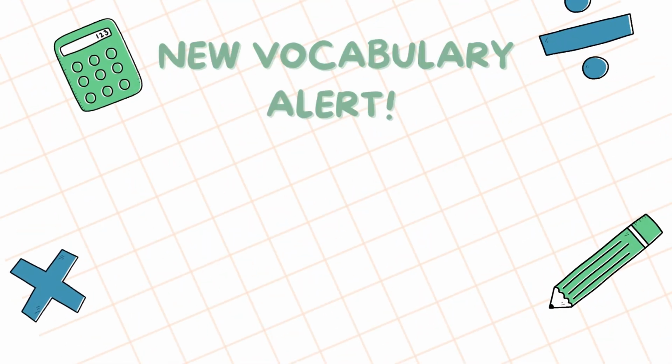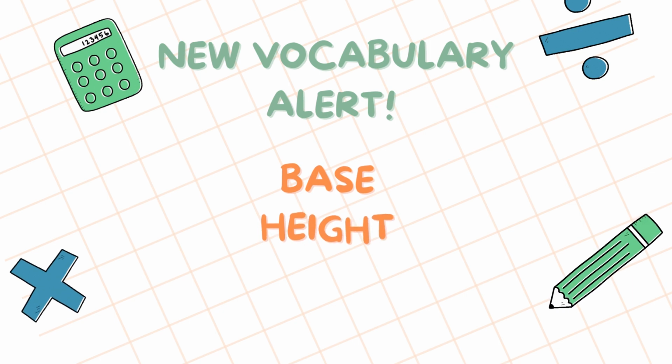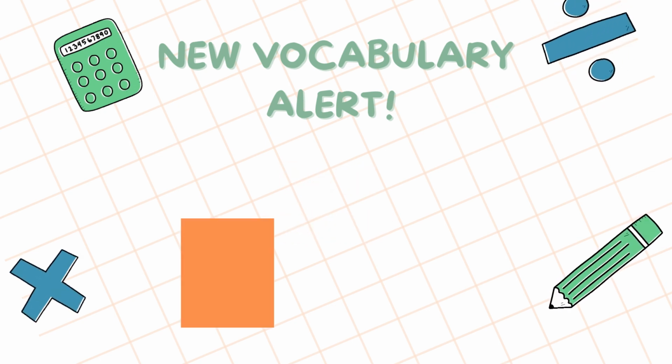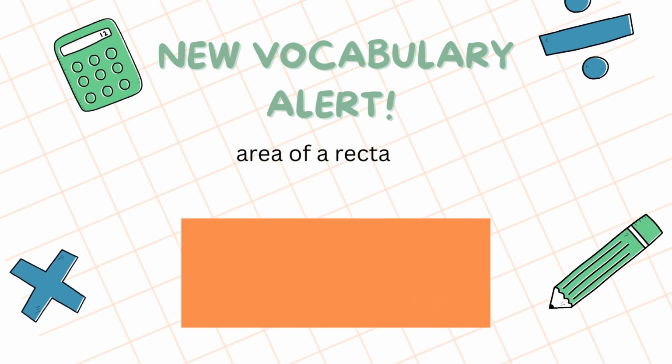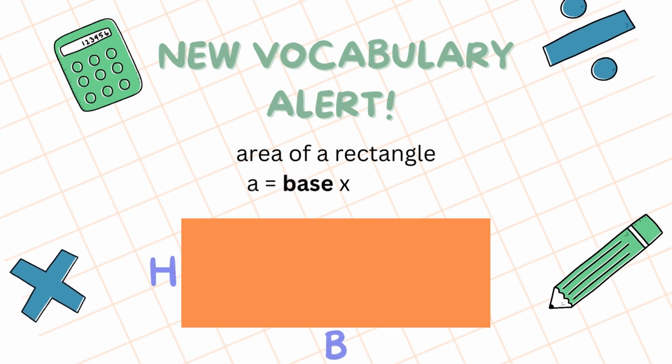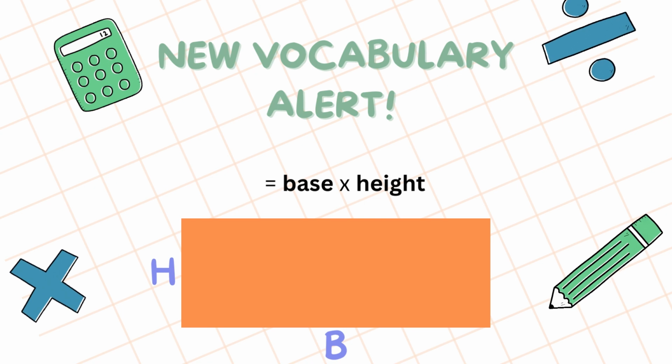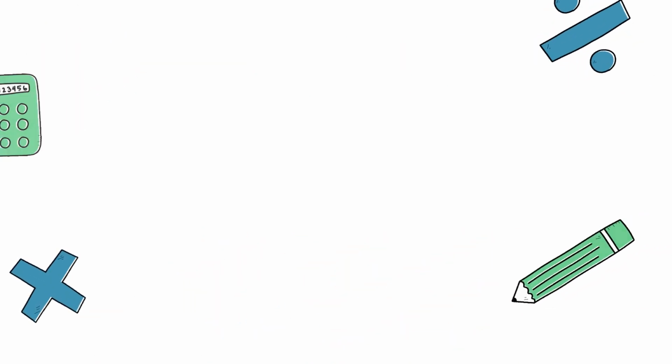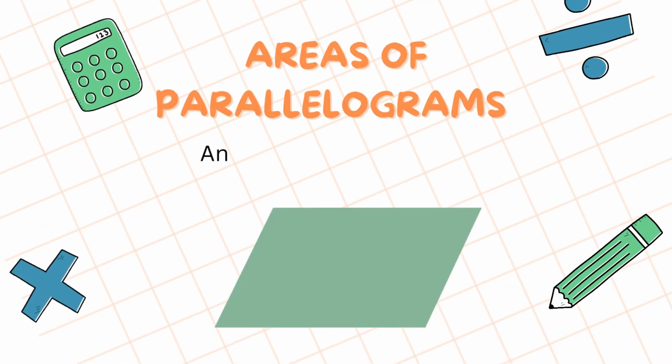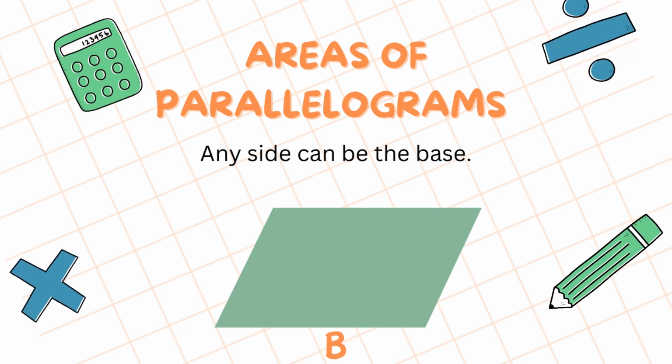Now let's learn a bit of new vocabulary. Instead of saying area equals length times width, we'll use the terms base and height instead. So we can say that the formula for the area of a rectangle is area equals base times height. Any side of a parallelogram can be interpreted as the base.